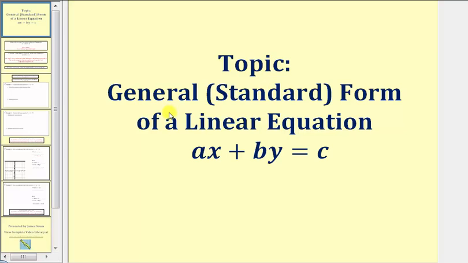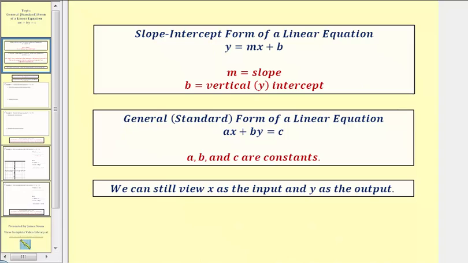Welcome back to the second part of our lesson on the general form of a linear equation. Remember, the general form of a linear equation, sometimes referred to as the standard form, is ax plus by equals c, so we have the x and y terms on the left and the constant on the right.